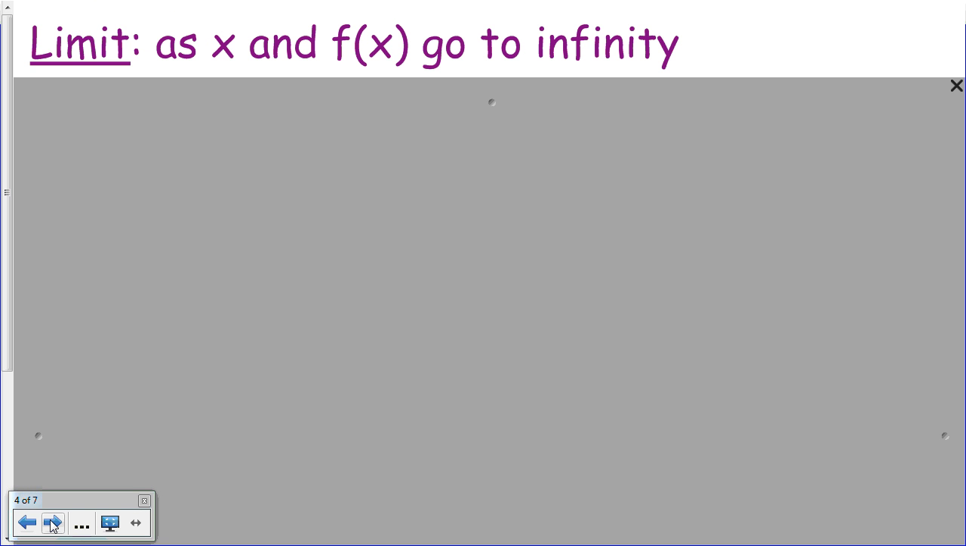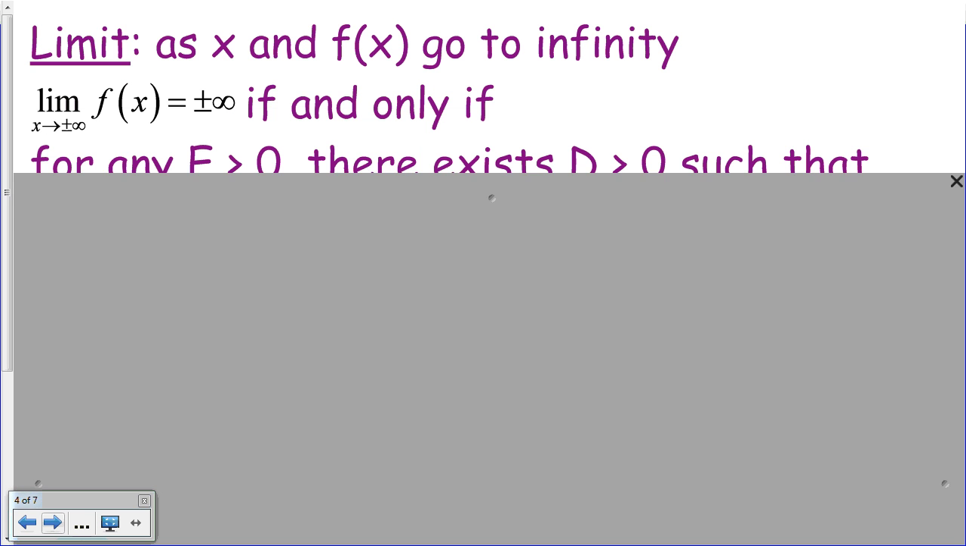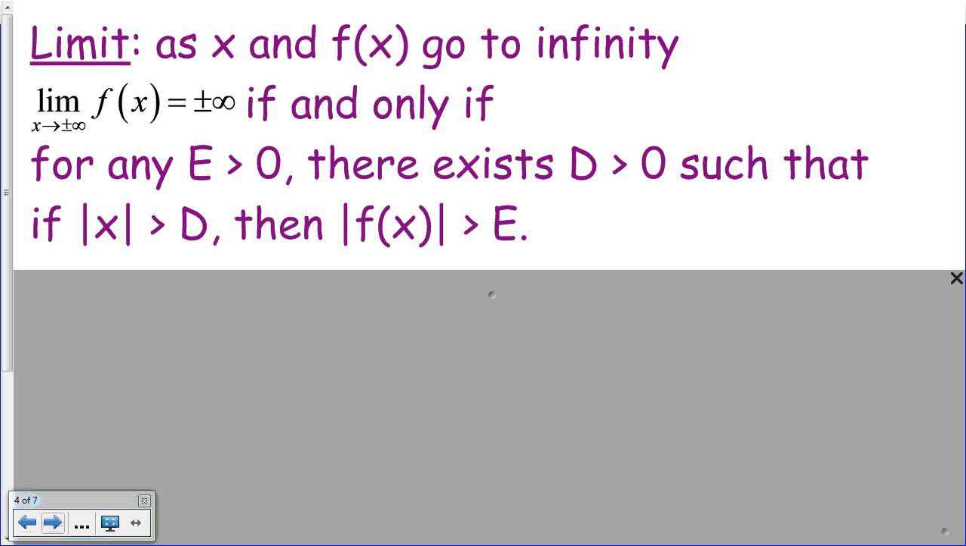Last definition here. This is going to be a combination, in essence, of the two that we just looked at. It's a limit as both x and f of x go to infinity. It says the limit as x goes to plus or minus infinity of f of x is equal to plus or minus infinity if and only if, for any e greater than 0, so again, we're using e because our limit is going to infinity, there exists a d greater than 0, and again, that's d there, not delta, because x is going to infinity, such that the following is true.